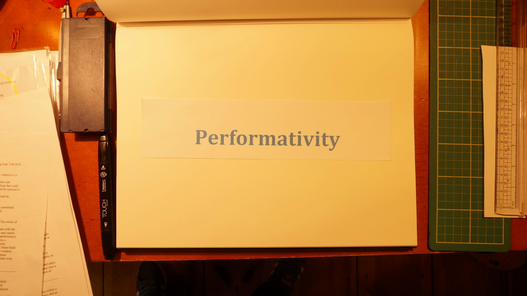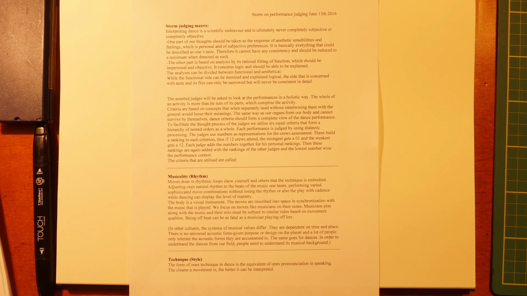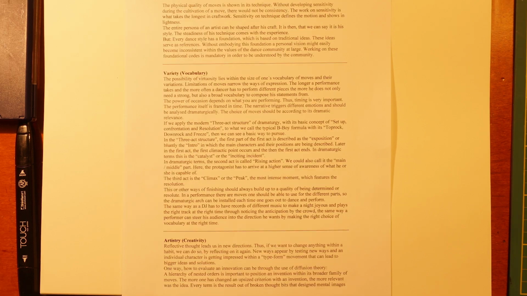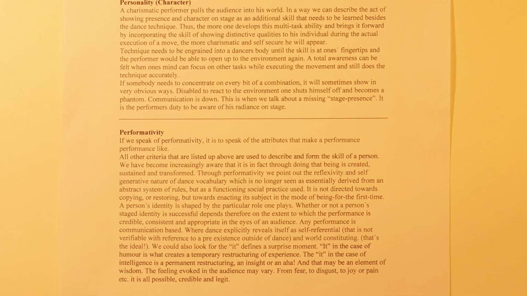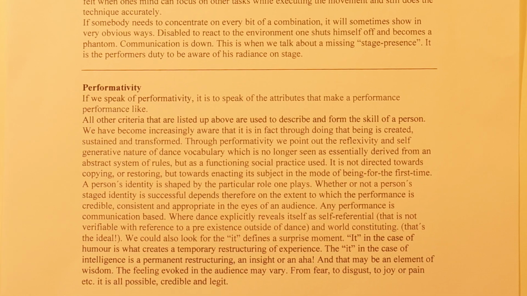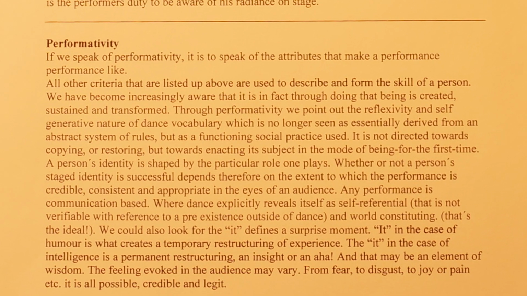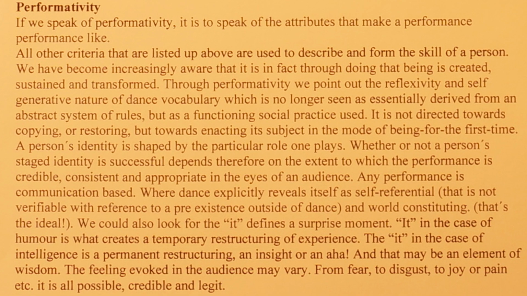Austin in the late 1950s. He started using it in connection with speech. While we were working on criteria for two performance competitions called Shift and Skill Set, we came up with the first definition. While all other terms in the judging matrix seem quite easy and comprehensive, this one still poses a problem for anybody who is not familiar with its use. If we speak of performativity, it is to speak of the attributes that make a performance performance-like. All other criteria that are listed up above are used to describe and form the skill of a person.